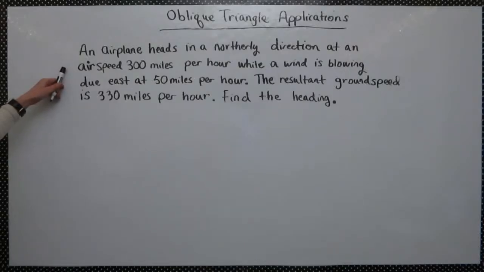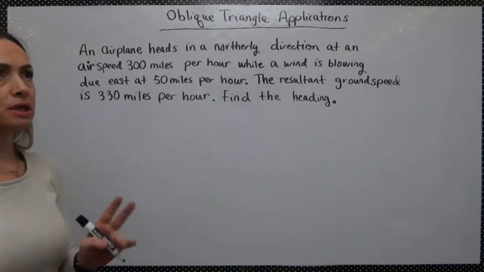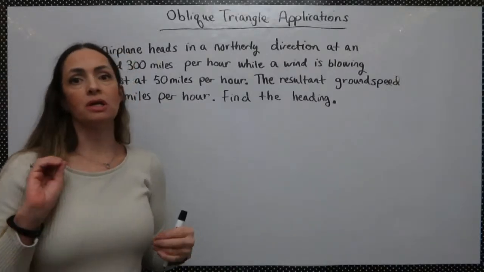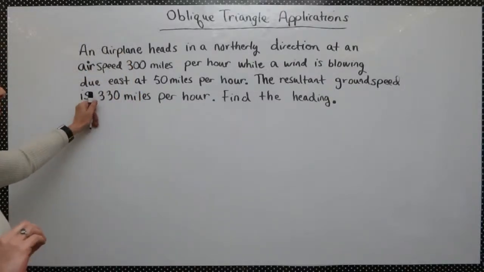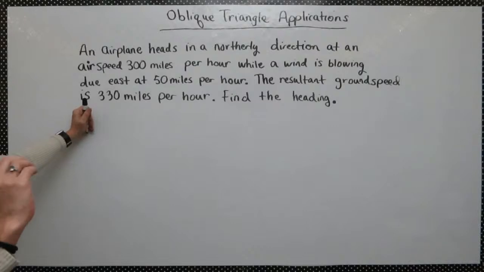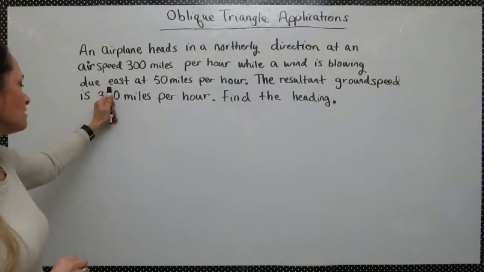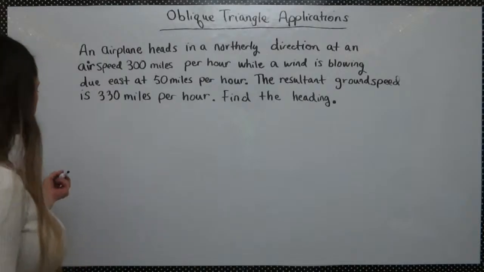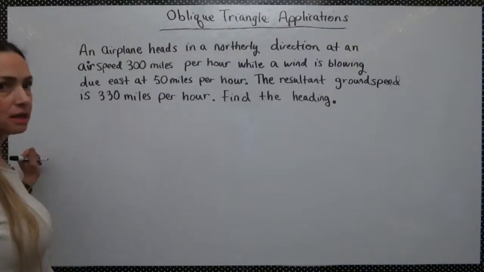So we have that. We also have the wind is blowing due east at 50 miles per hour. The wind is defined from the direction it originates from, so if it says it's blowing due east, then it's actually a westerly wind. And so this is telling me that the vector is moving. Remember the compass: north, south, positive direction east, and then the negative direction would be west.